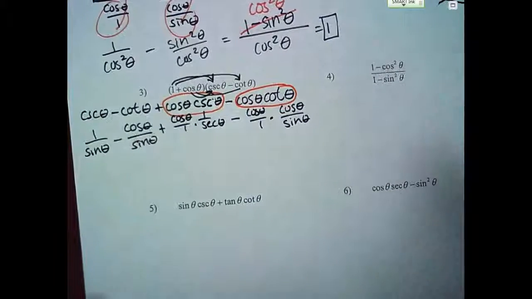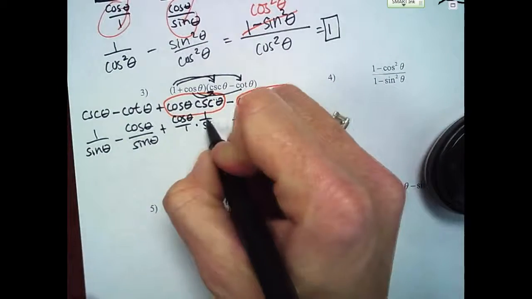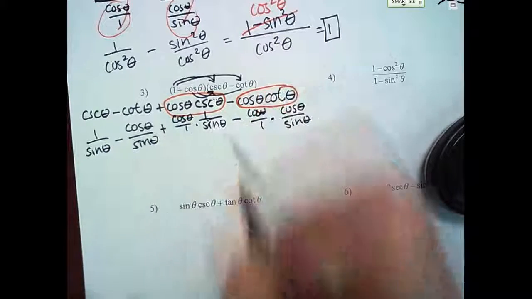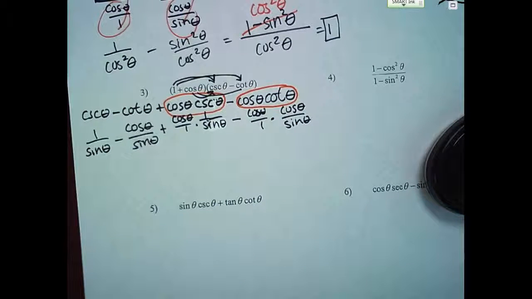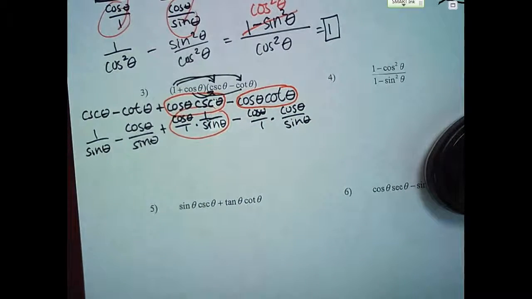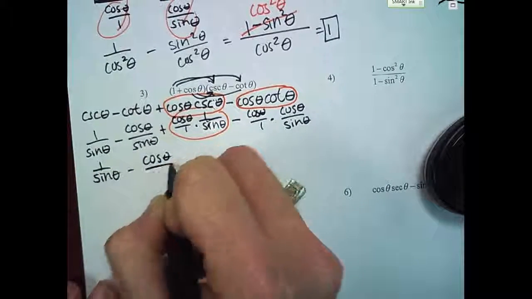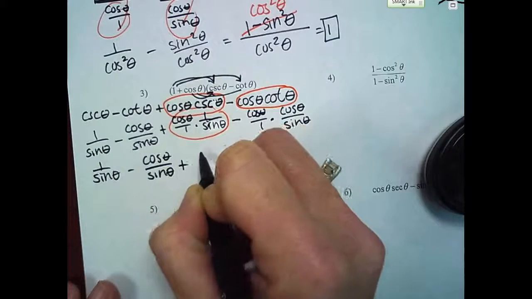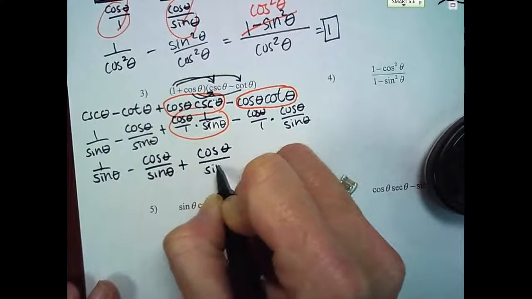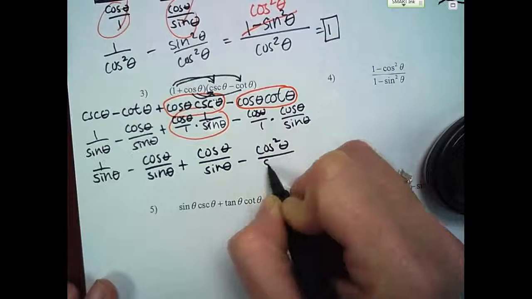Oh, it should be 1 over sine. Thanks. Guys, that cosecant is 1 over sine. My mistake. Probably should have written more straight. Sorry. Okay, so let's clean it up a little. This becomes cosine over sine. So 1 over sine of theta minus cosine of theta over sine of theta plus cosine of theta over sine of theta. My goodness. It's cosine squared of theta over sine of theta.